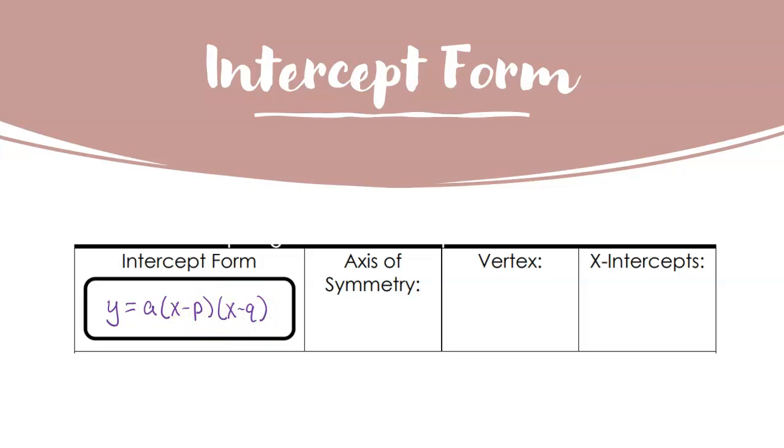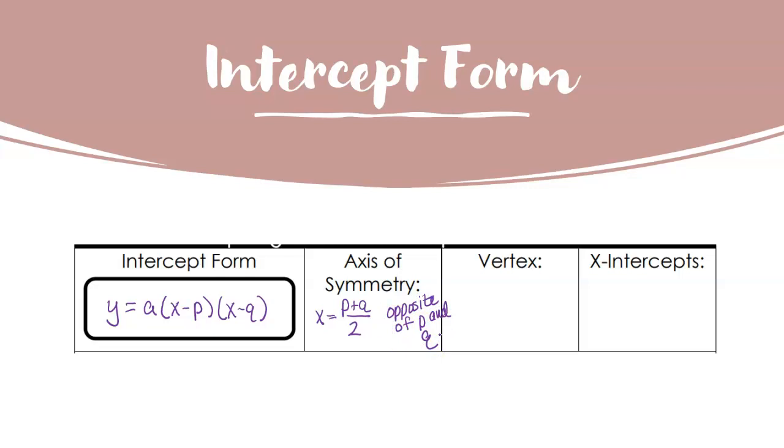To get your axis of symmetry, we're going to use an equation similar to what we did in standard form, but we're going to take the opposite of p and add it to the opposite of q and divide by 2. So opposite of p and q.